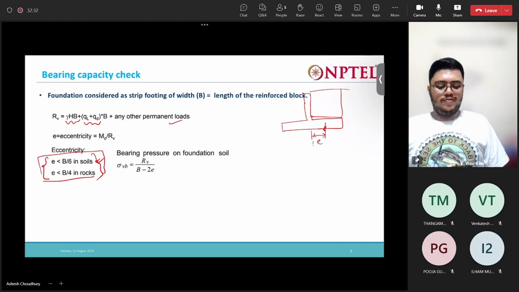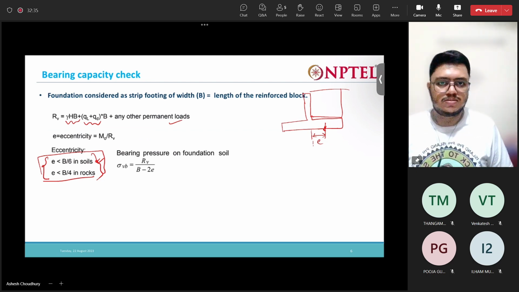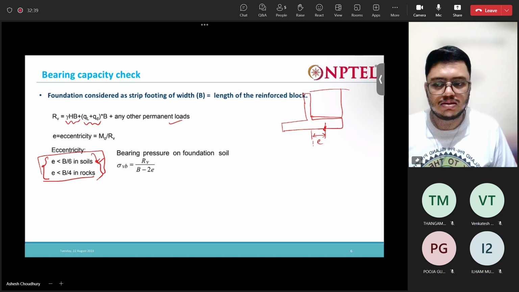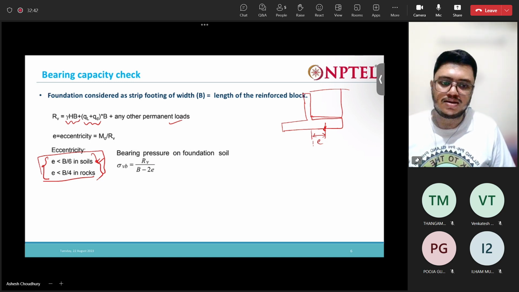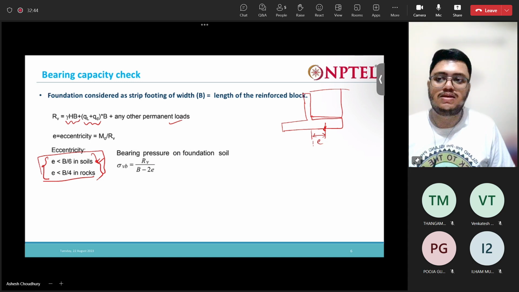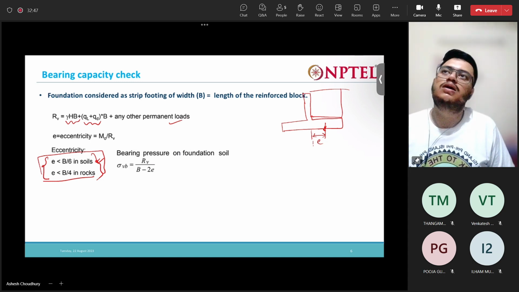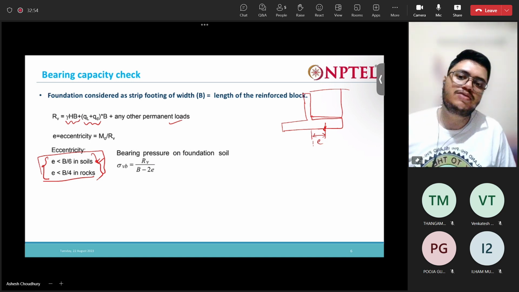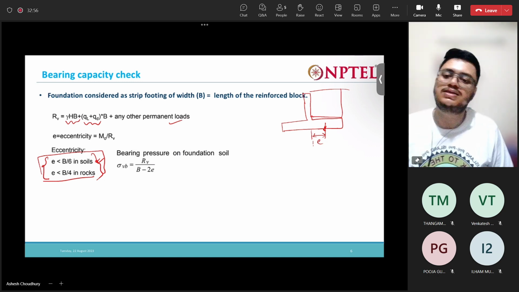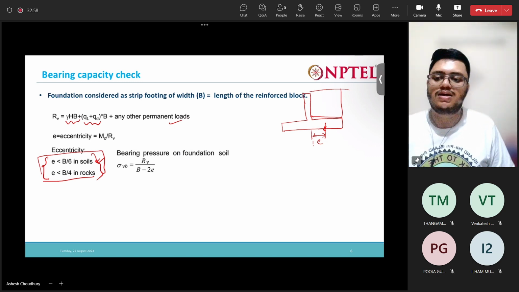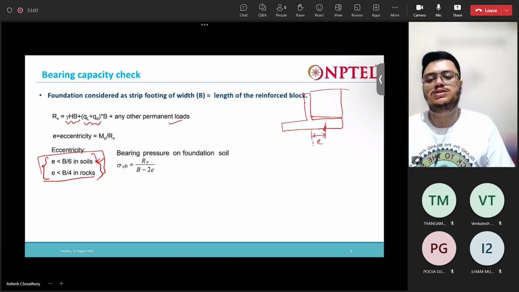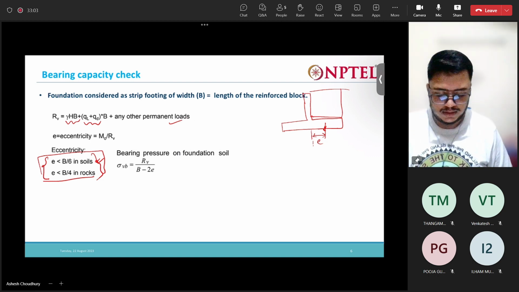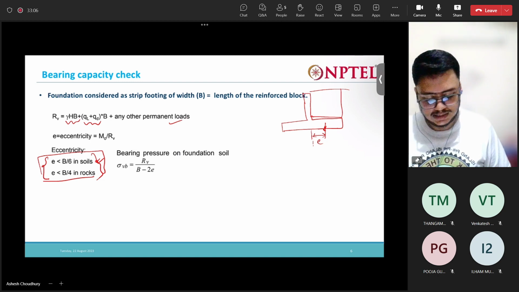Just think while we discuss this. Just think about why do we have to check for the eccentricity. We have studied this starting from our basic mechanics of solids or the strength of materials topic. From there we know this thing. Then we again studied this in basic soil mechanics. So you should be able to answer why you need to check for this eccentricity. Okay, just think about it.